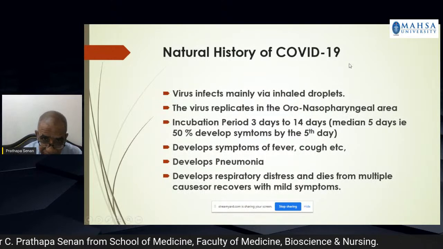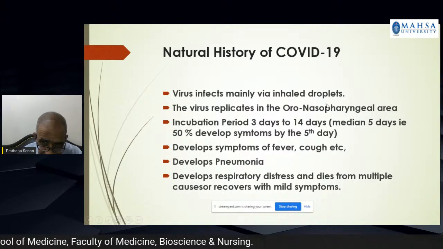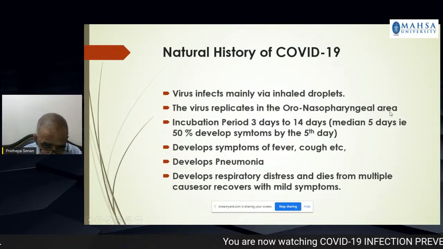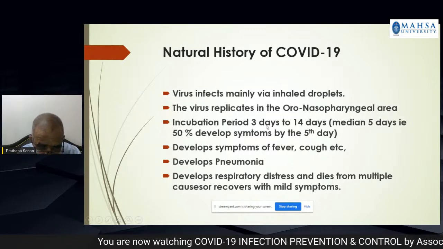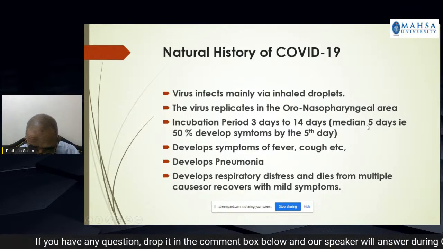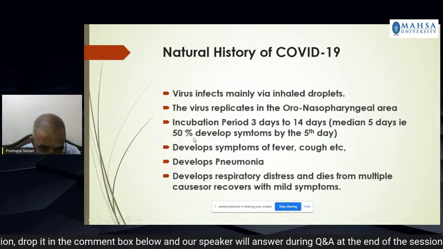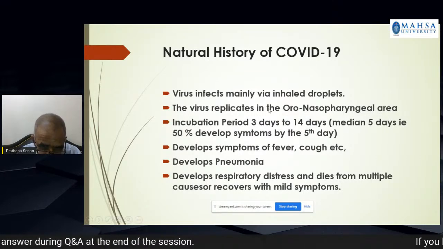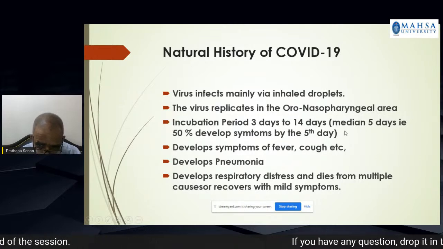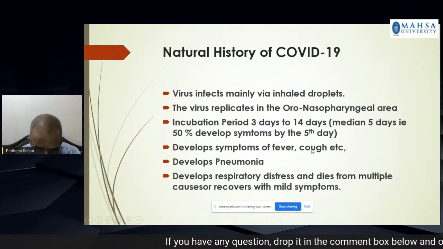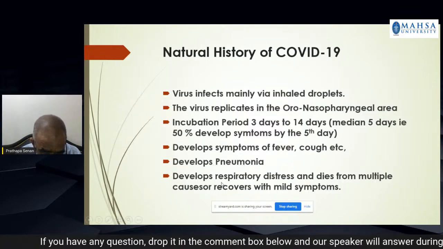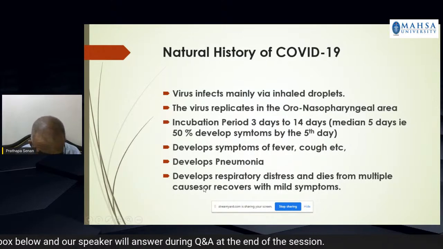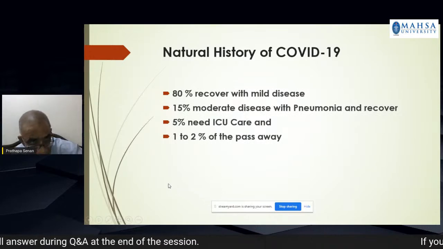Natural history of COVID-19: the virus infects mainly via inhaled droplets. The virus replicates in the oronasopharyngeal area. Incubation period is from 3 days to 14 days. The median is 5 days, meaning half of them develop the symptoms by the 5th day. Develops symptoms of fever and cough, develops pneumonia, develops respiratory distress, dies from multiple causes, or recovers with mild symptoms.